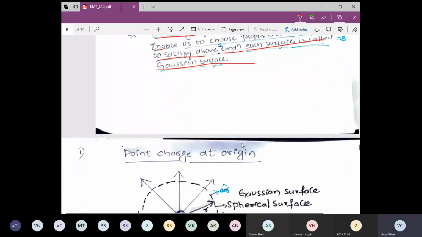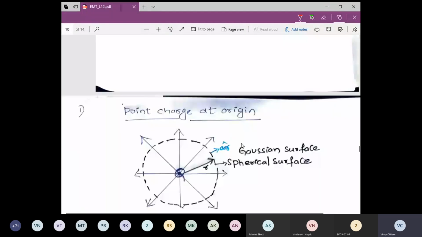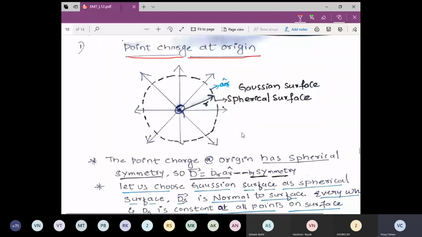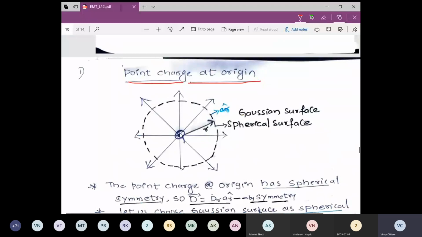Okay. So now let us try to apply Gauss's law for a point charge at the origin. In this, I'm interested in finding the electric field due to a point charge at the origin. Now, what steps do I follow? I know that when the point charge is at the origin, the flux lines are radial.